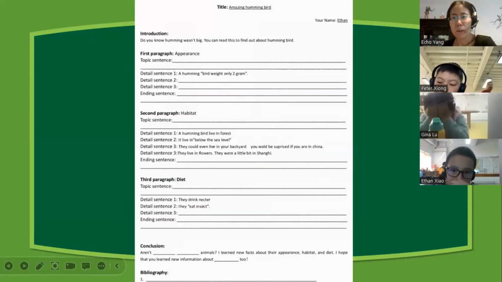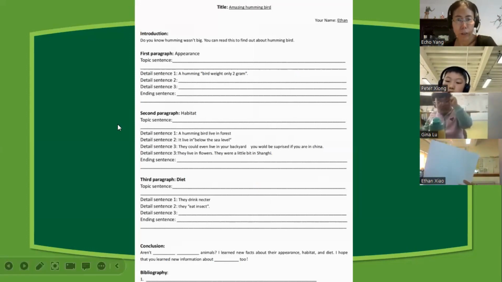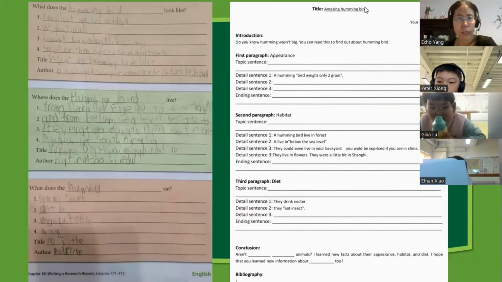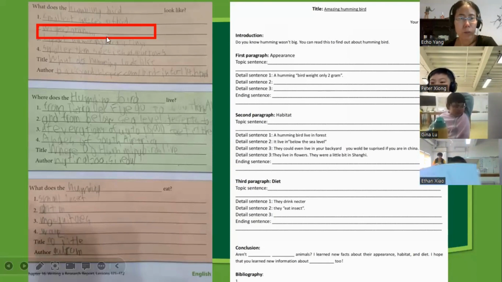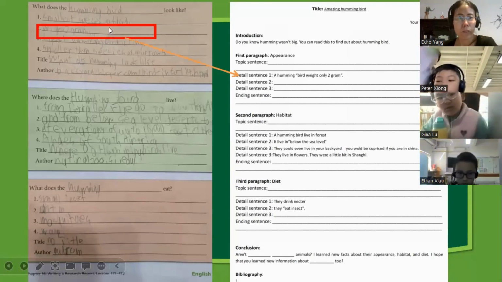And I also put your draft in this chart, so we can see clearly whether you have met the requirements of writing the draft. Now we can compare. Let's compare your note card to your draft. So we have the facts. The hummingbird weighs 2 grams. In your draft, you include 1 fact from your note card.